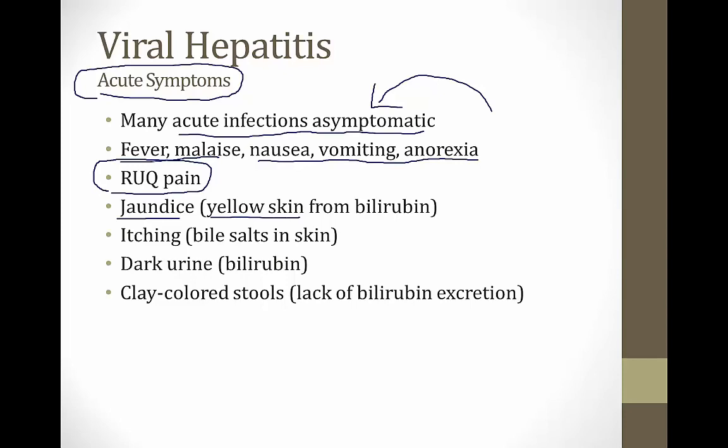The liver's job is to excrete bilirubin, and when it's inflamed, it does not do its job, so the bilirubin levels get high. Patients with jaundice often have itching, and that's because bile salts deposit in the skin and they are irritating. They will also have dark urine. When bilirubin levels are high in the plasma, they spill into the urine and make the urine dark. And then finally, people with acute hepatitis have clay-colored stools, and the reason for this is because you need to have normal bilirubin excretion to make your stools dark brown, the color you're used to looking at.